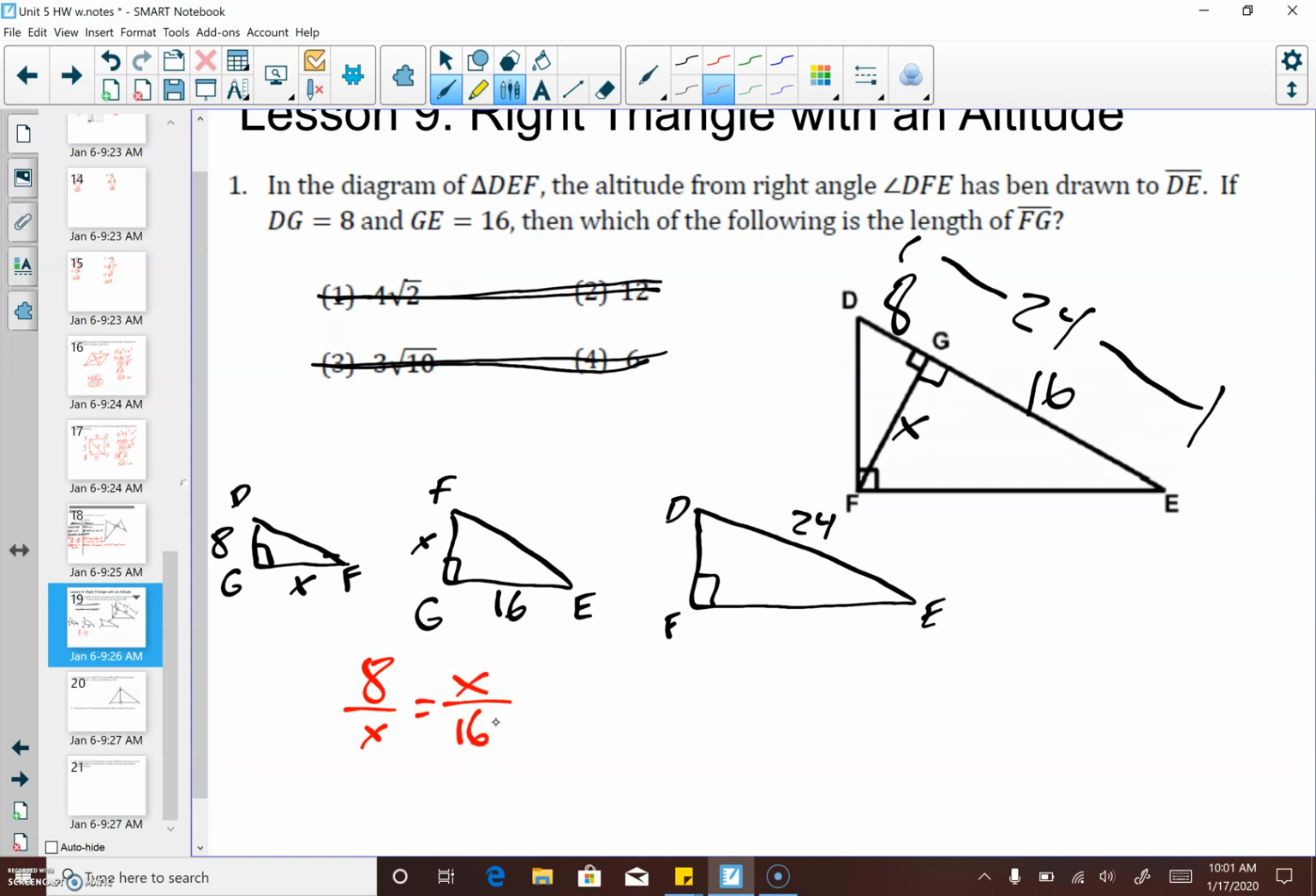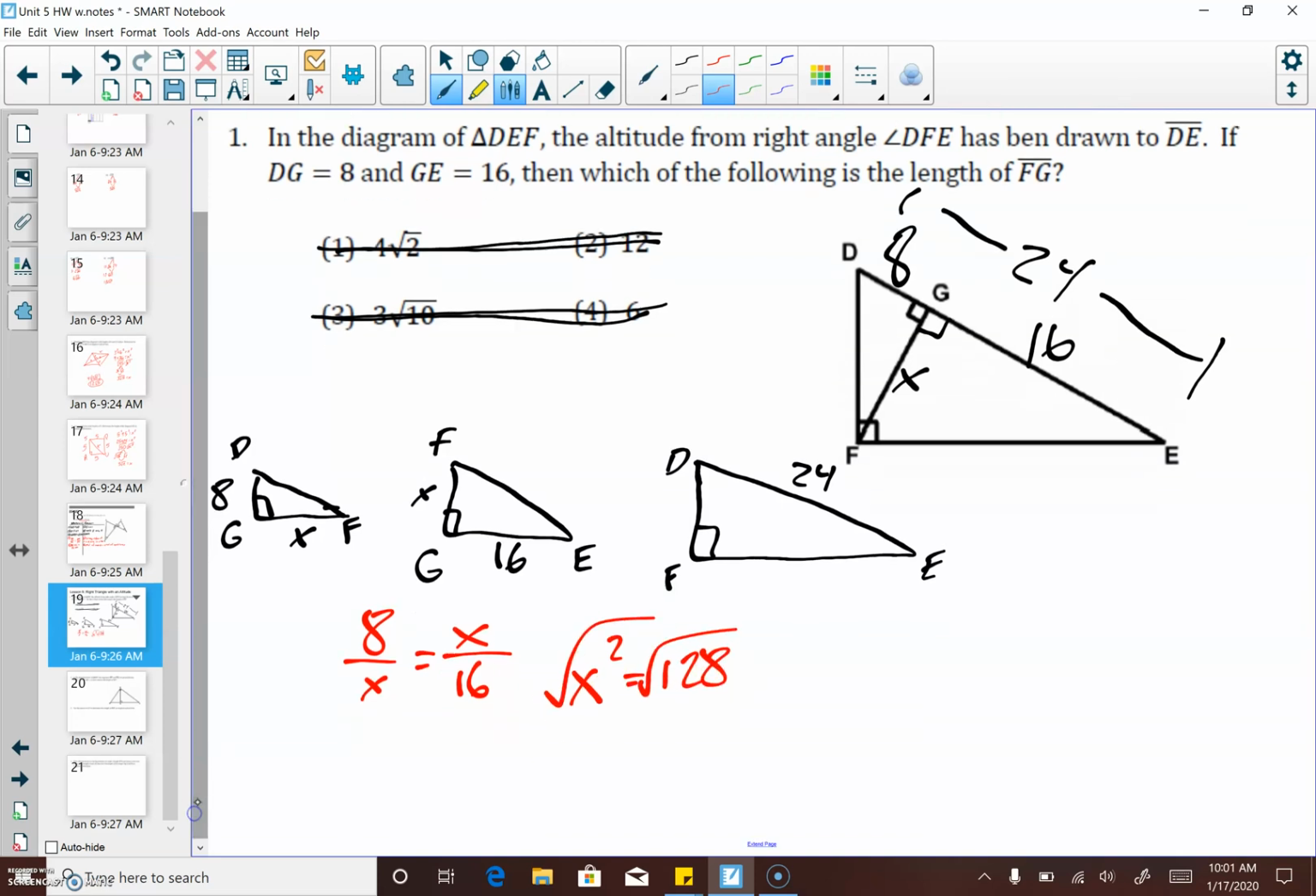So 8 over x equals x over 16. When you cross multiply and solve, 8 times 16 gives you 128. We'll square root both sides. 128 is not a perfect square, but it splits into square root 64 times square root 2, and that comes back together to give us a value of 8 square root 2.